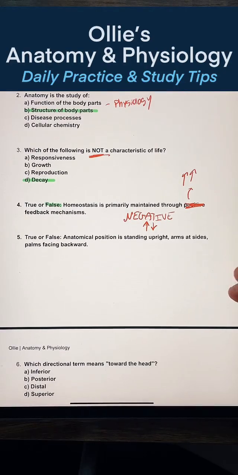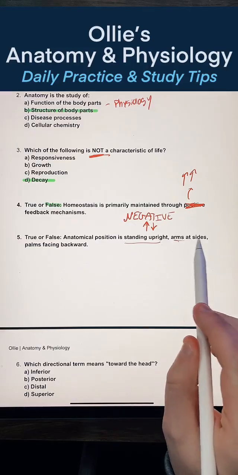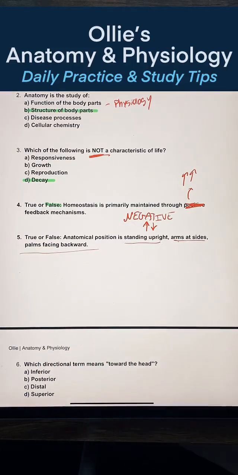Number 5, we have another true or false question. Anatomical position is defined as standing upright, arms at the sides, and palms facing back. Number 5, true or false, or T or F, whatever you want to comment is fine with me.